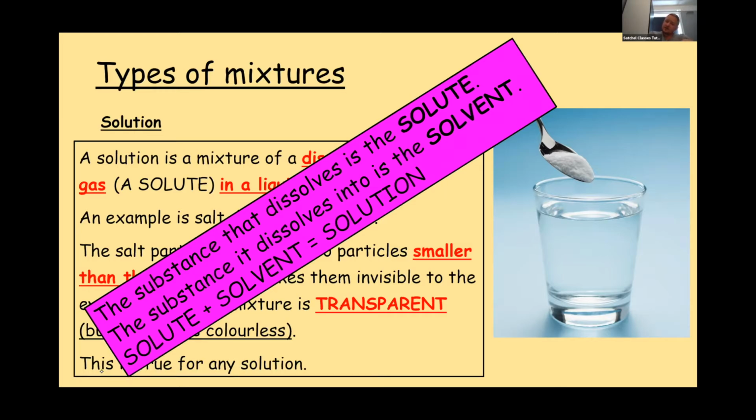Key terms then: the substance that dissolves in a solution is the solute. The substance it dissolves into is the solvent. Solute plus solvent make a solution.